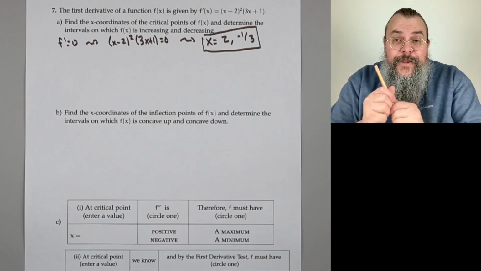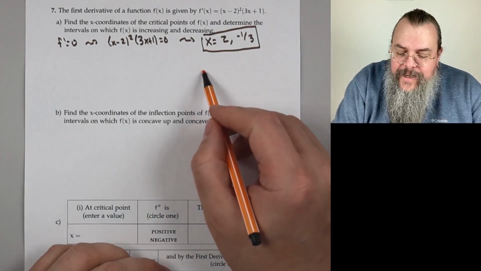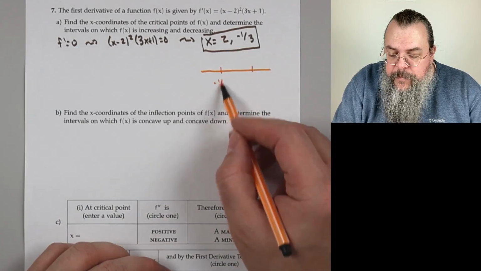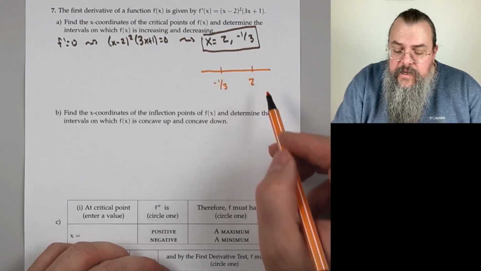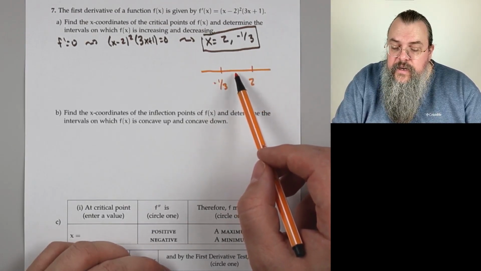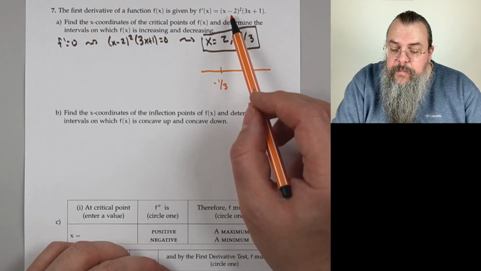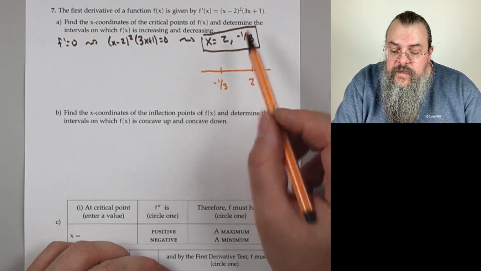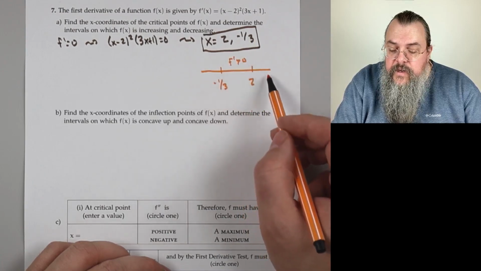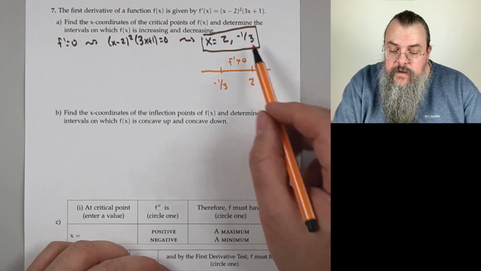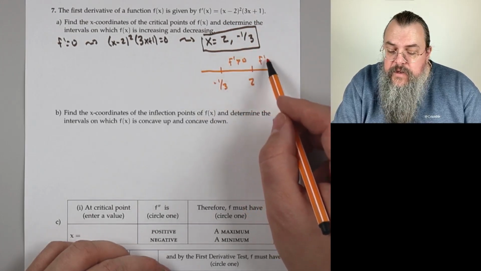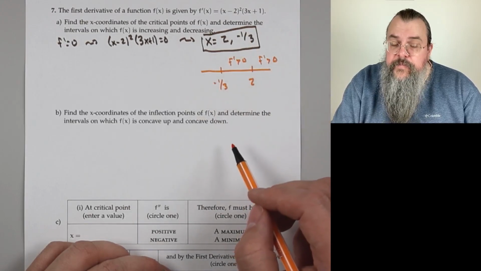Different ideas, different colors. And I like to draw the line. I mark my points. Negative 1/3 comes before 2. And I plug in numbers. So for example, I can plug in 0. And when we plug in 0, we have a positive times 1. Oh, okay, so f prime here is positive. Plug in a number like 4, we get a positive times a positive. Oh, okay, so f prime here is still positive.